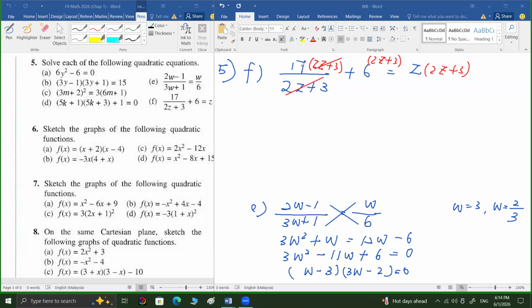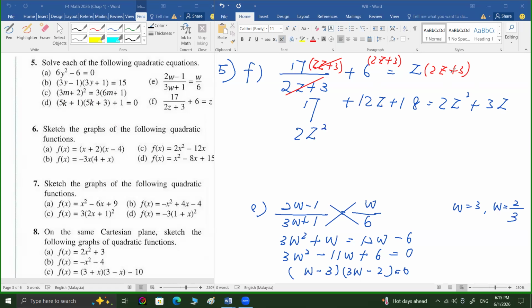Then we have 17 here. 6 times 2z, 6 to 12, 6, 3, 18, 2z and z, 2z squared, 3 and z, 3z. See that? Okay, now can you see that? We can arrange them to become what? General form. 2z squared.